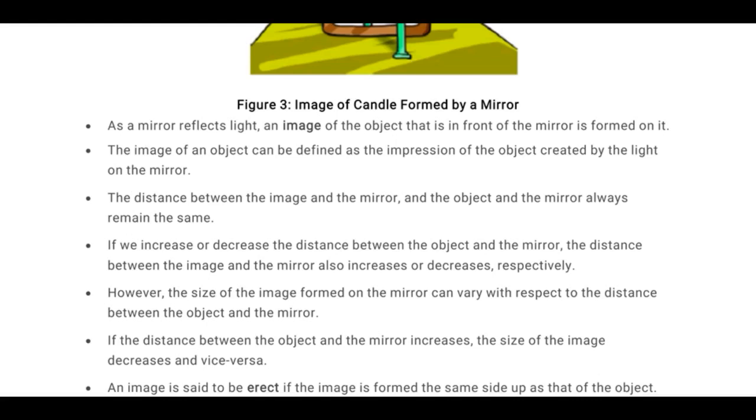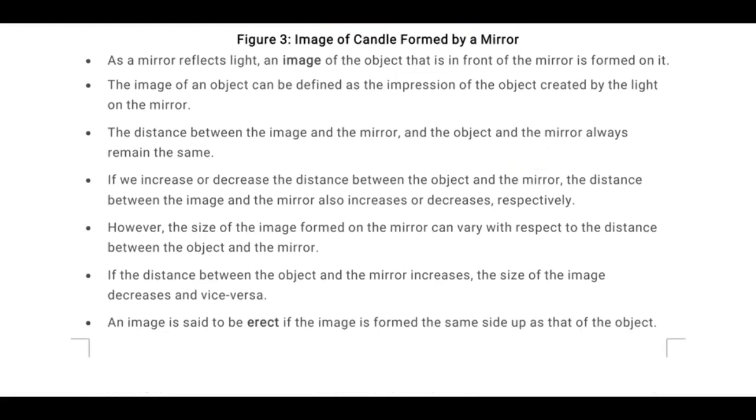In this case, the size of the image will be the same when it is nearer, for a certain distance, and for a plane mirror it doesn't cause much difference. Whereas in a curved mirror, depending upon the distance, the size of the image may change. Right. If the distance between the object and the mirror increases, the size of the image decreases and vice versa. That's the thing. This part explained the curved mirror.